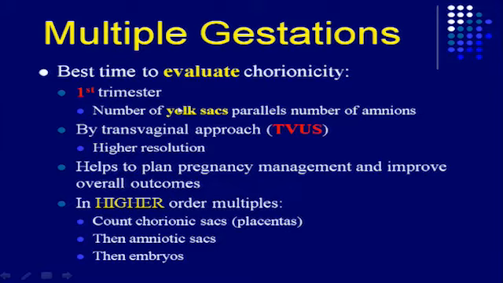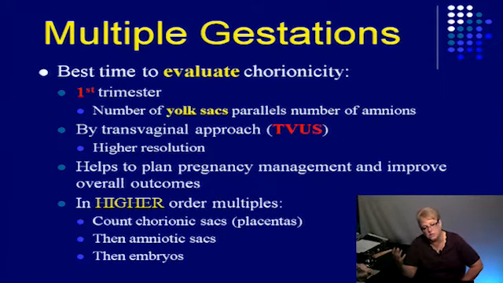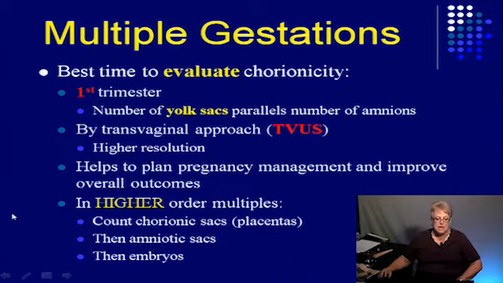So you want to look at the number of yolk sacs because the yolk sacs parallels the number of amnions. Transvaginal is the best way to look because of the higher resolution. You physically can get closer to that gestational area so that you can assess how thick is that membrane, how many yolk sacs am I seeing. And it really helps to plan the whole rest of the pregnancy management and improve overall outcomes if we know the chronicity. In higher order of multiples, count the chorionic sacs, then the amniotic sacs, and then the embryos.